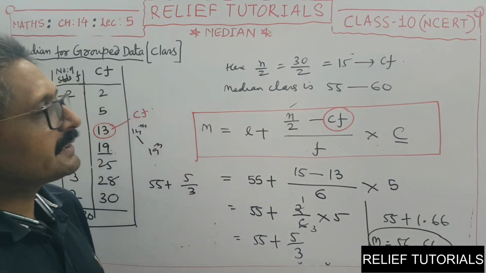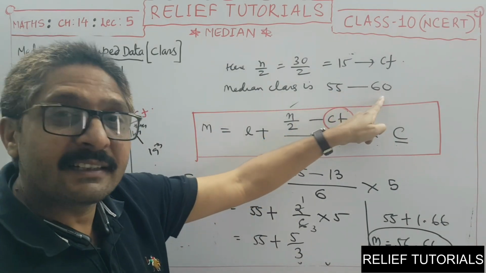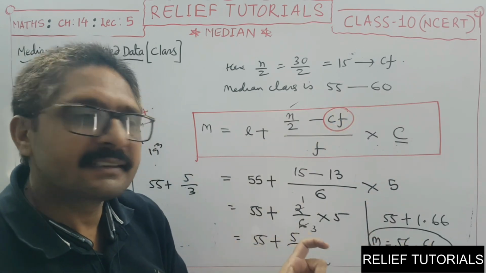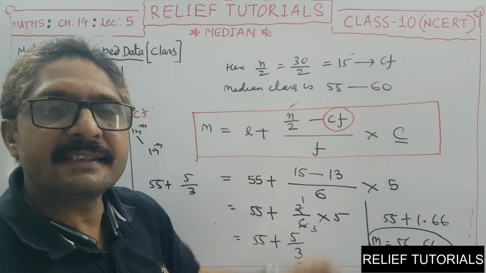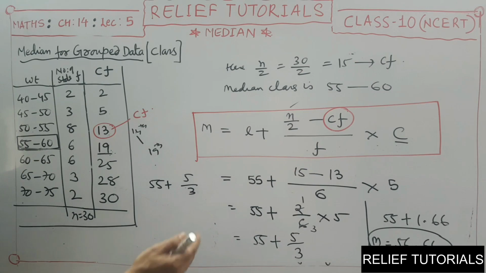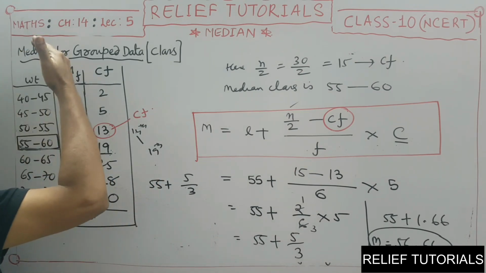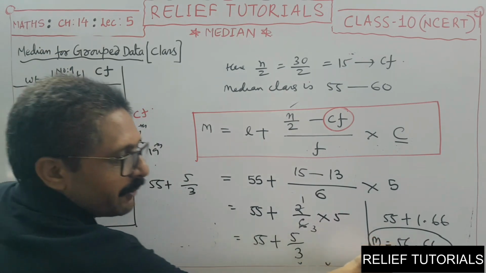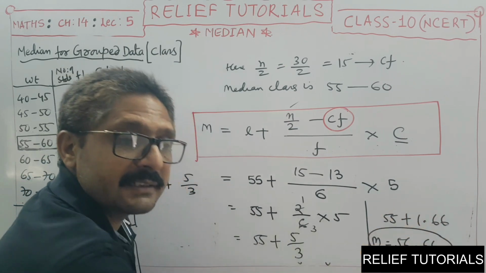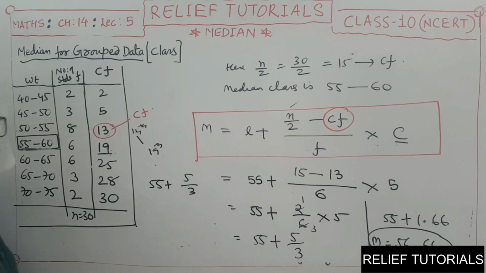See, what is the median class? 55 to 60. So it is somewhere here in this class. 56.66 lies somewhere in between 55 and 60. Have you got it? That is the 56.66 that divides the whole distribution into two halves. 50% observations are above 56.66 and 50% observations are below 56.66. So it is a median. Clear?